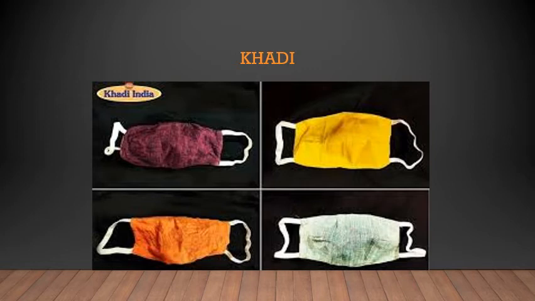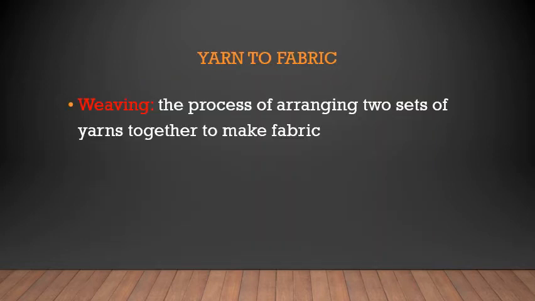Spinning of yarns on a large scale is done with the help of a spinning machine. After spinning, yarns are used for making the fabrics. Now from yarn to fabric, there are many ways. The main two processes are weaving and knitting. Now first we are going to learn about weaving.